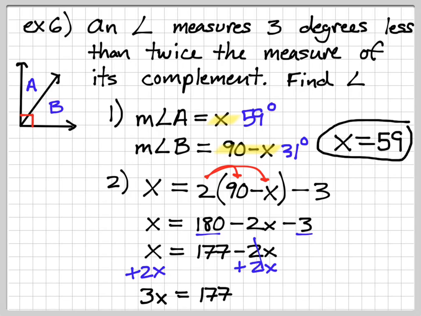Now, if I take 90 minus 59, I get 31. And now I can do a quick little check, and I can see, well, if I take 31 and multiply it by 2, so 31 times 2, and I get 62. And then if I subtract 3 from that, do I get 59? And yes, I do, so I know the math works.